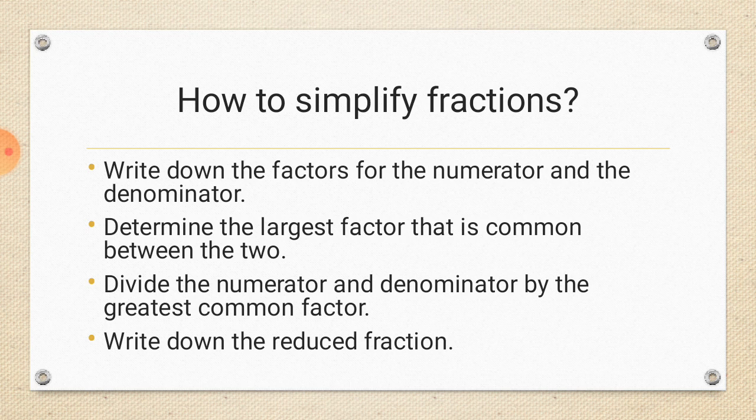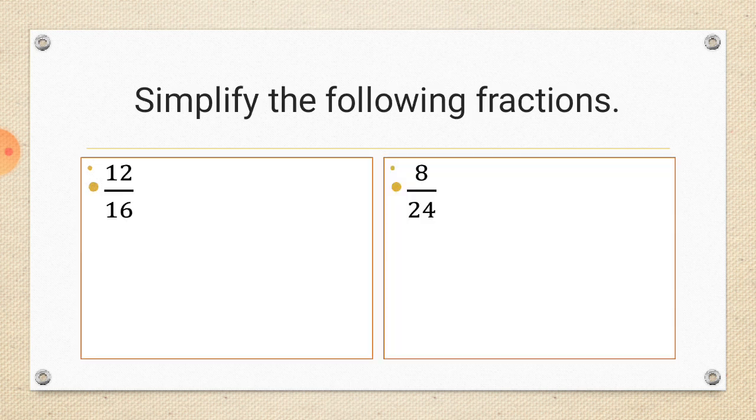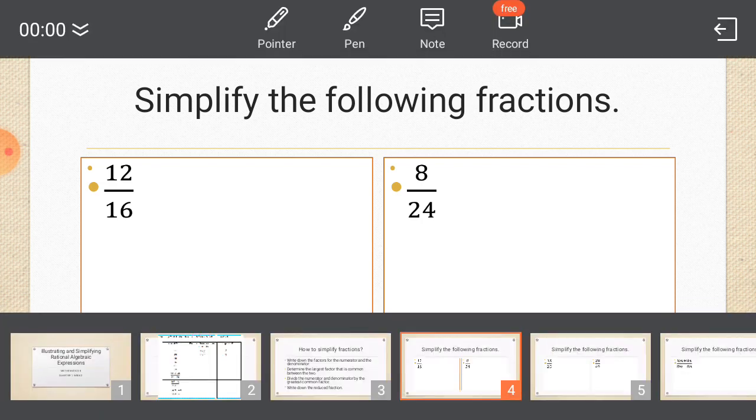These are the general steps. Number 1, write down the factors of the numerator and the denominator. Number 2, determine the largest factor that is common between the two. Number 3, divide the numerator and denominator by the greatest common factor. Then write down the reduced fraction. I have an example here.